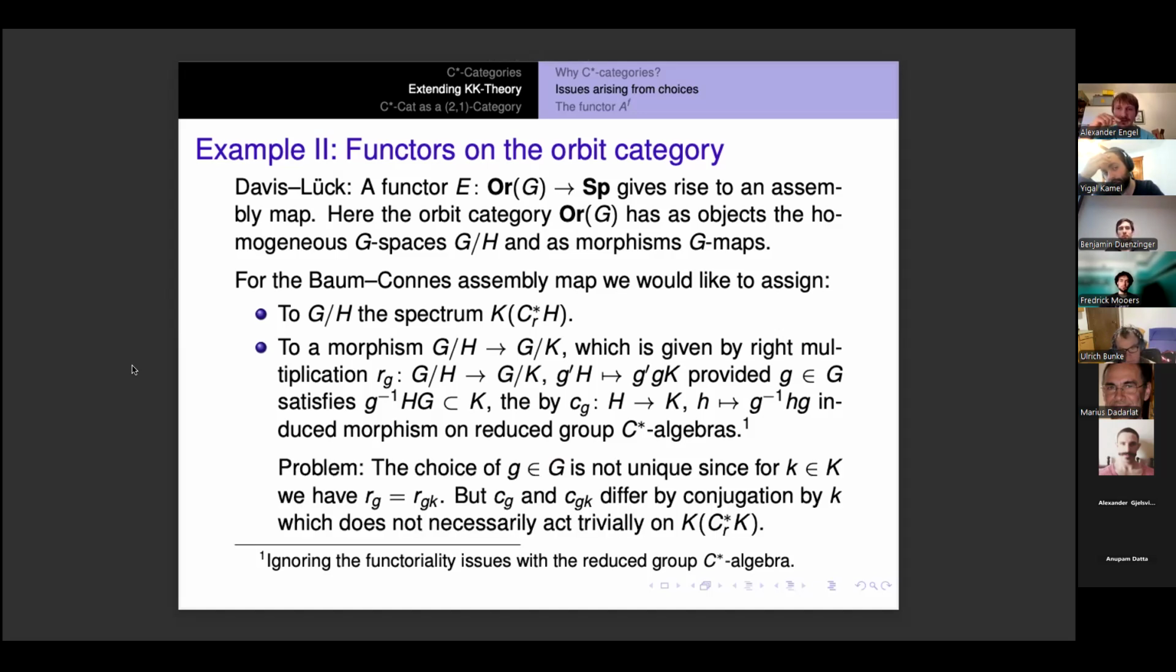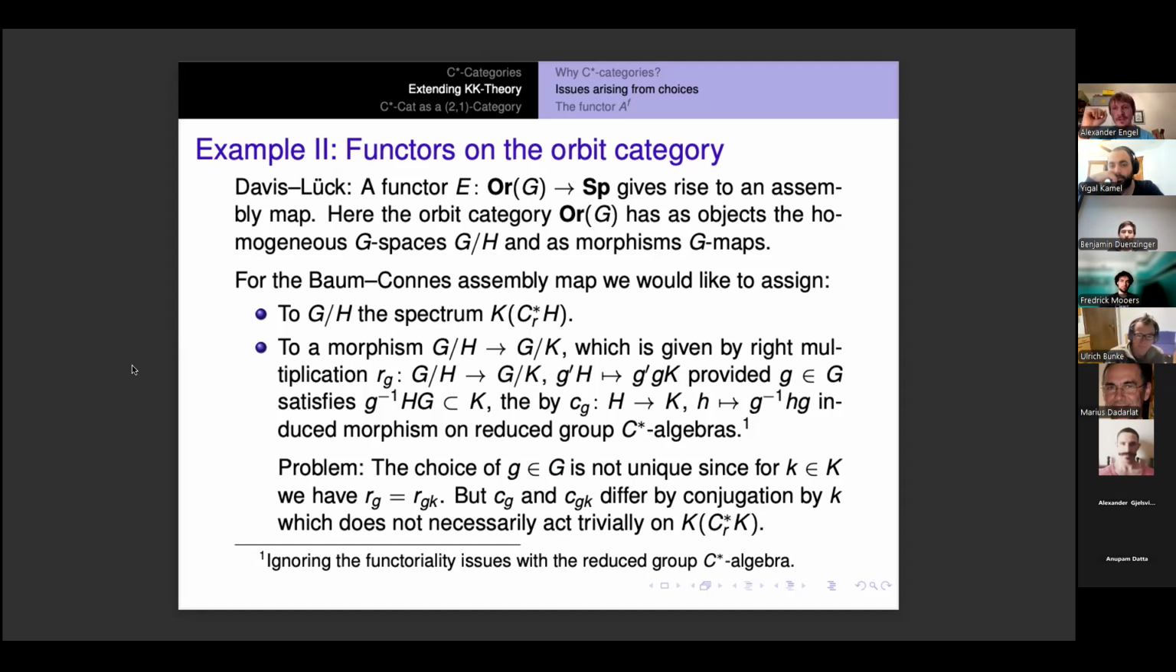Namely, I said every morphism from G mod H to G mod K is given by right multiplication with a group element small g. But the thing is that this group element small g is not unique, because you can replace g by g times k for every element k in the subgroup K. And the resulting maps that you use on the K-theory of the reduced group C-star algebras, so the conjugation maps, they will differ from each other by conjugation by this unitary defined by this group element k on the reduced group C-star algebras.